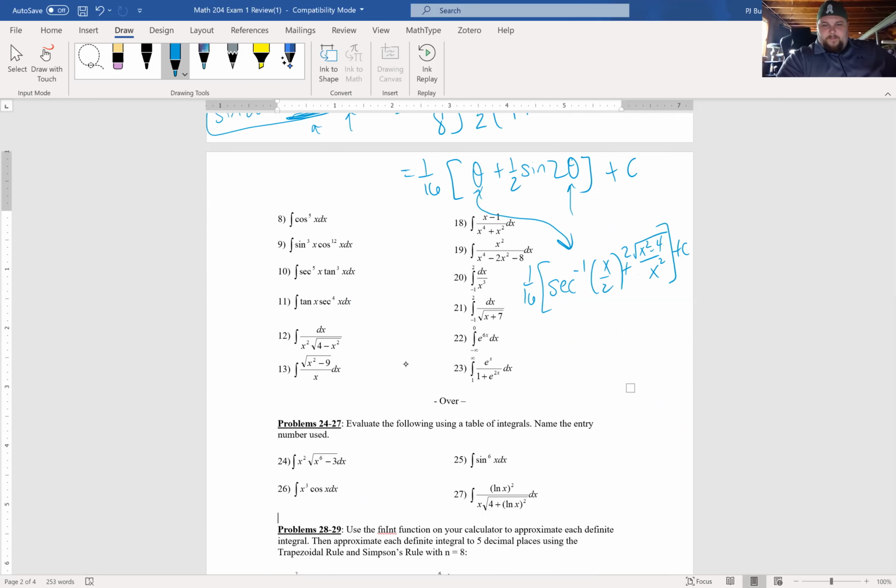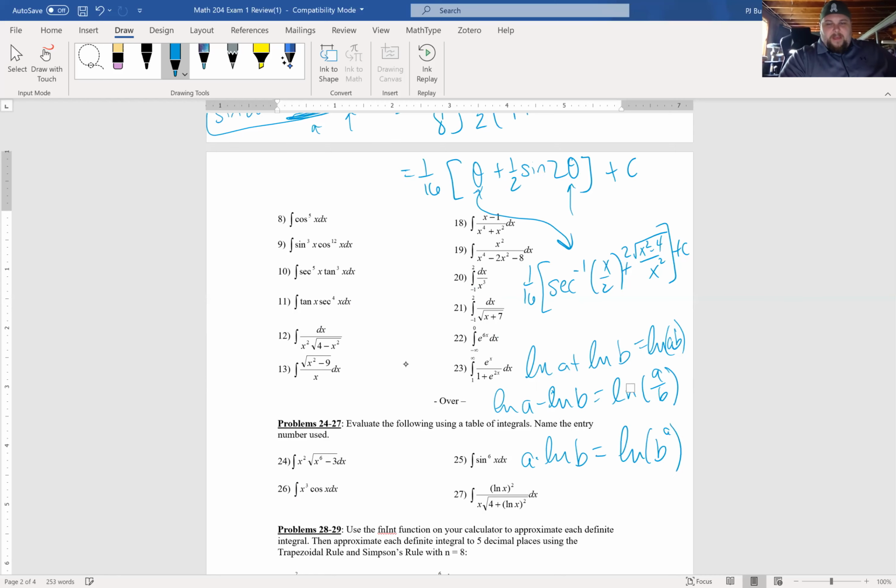So you have natural log of a plus natural log of b is natural log of a times b. If you subtract them, it becomes a division. And I think the last one is if you have a coefficient in front of the log, if it's a times the natural log of b, you can make that the natural log of b to the a power.